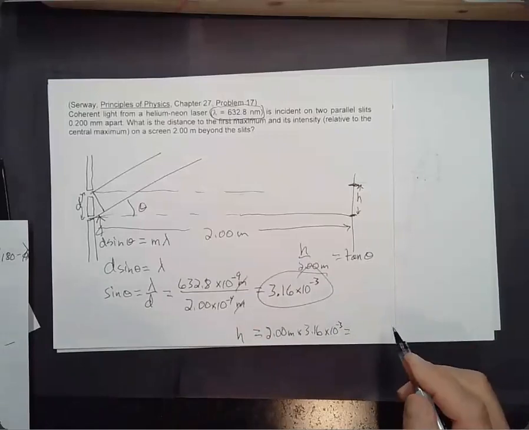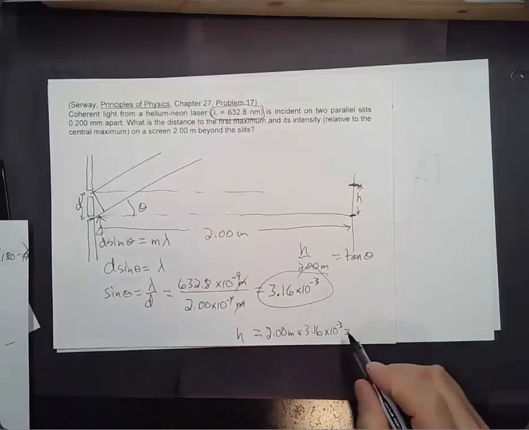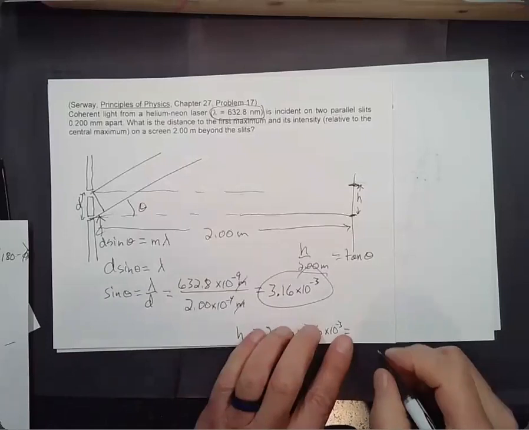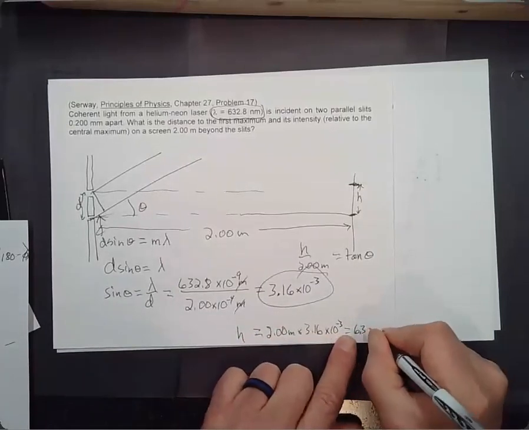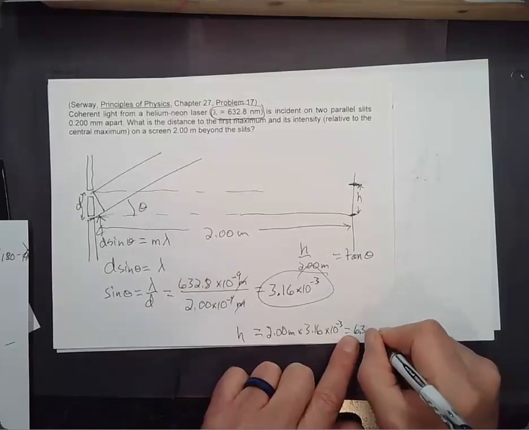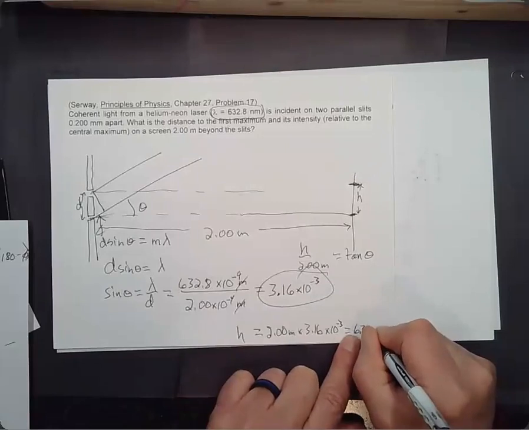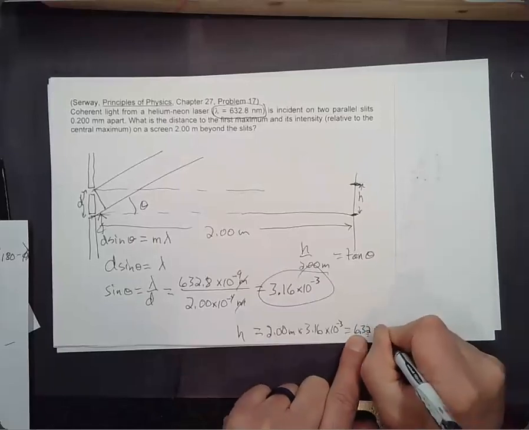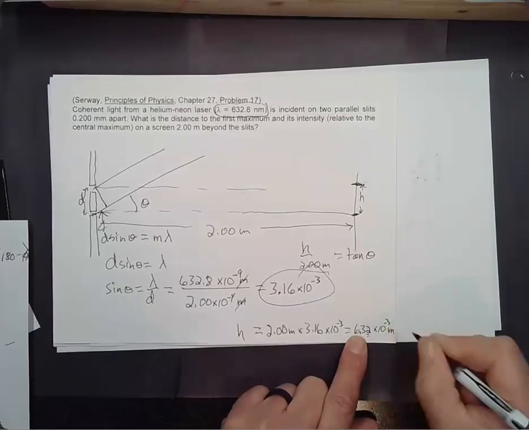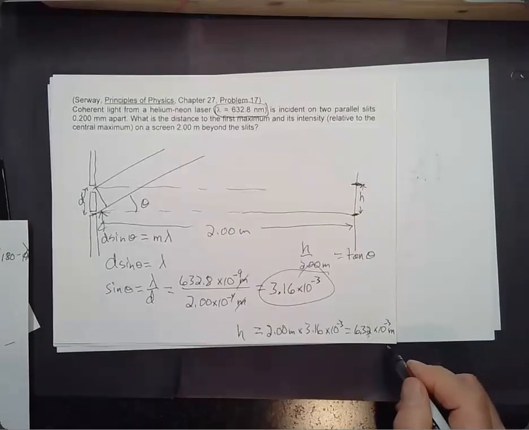That looks like 6.32 about. And actually, if I'd kept all my significant figures, it'd be 6.33, but close enough anyway. 6.32, that's where the uncertainty lies, times 10 to the minus third meters, or 6.32 millimeters.